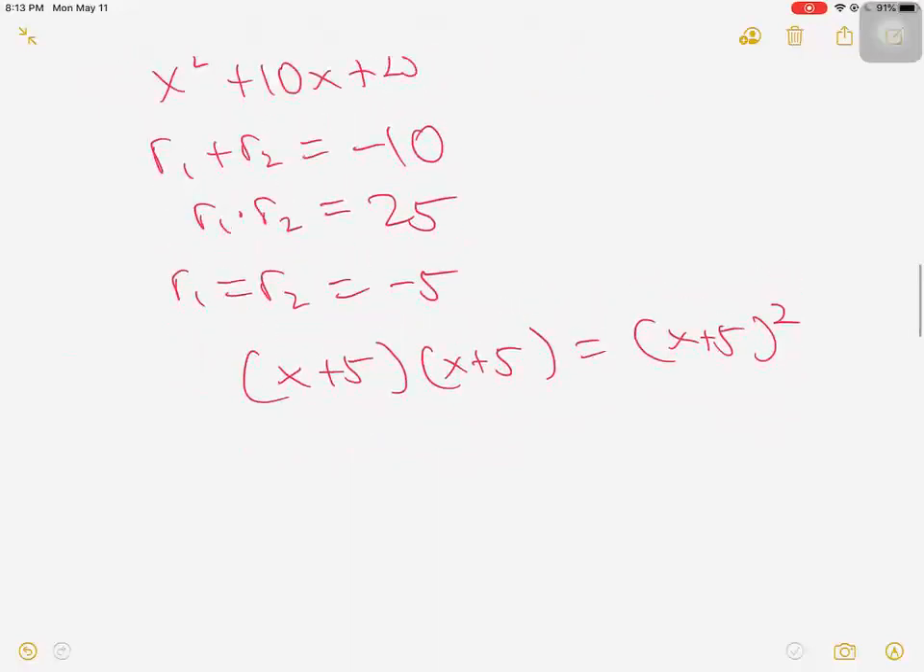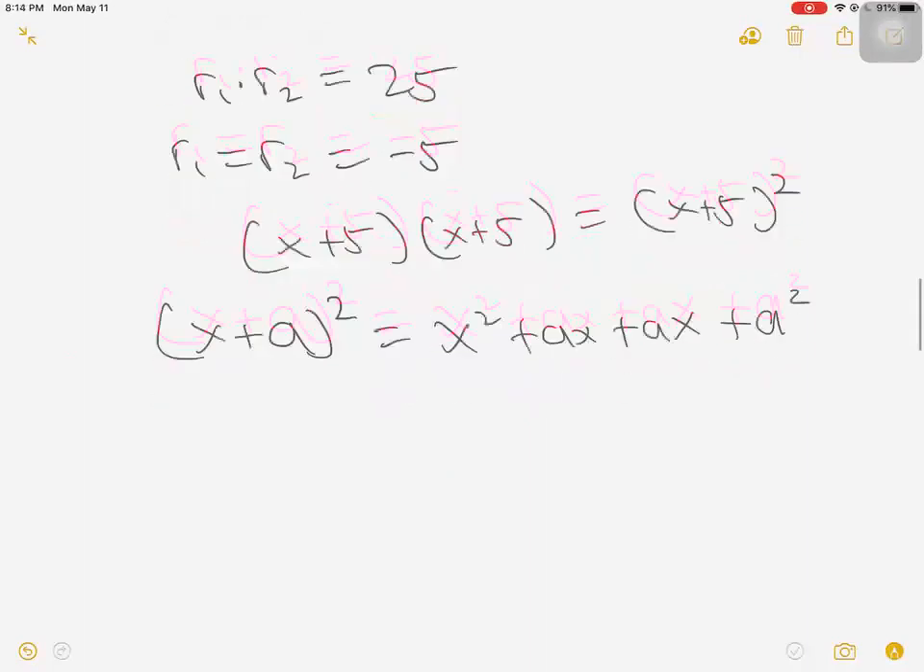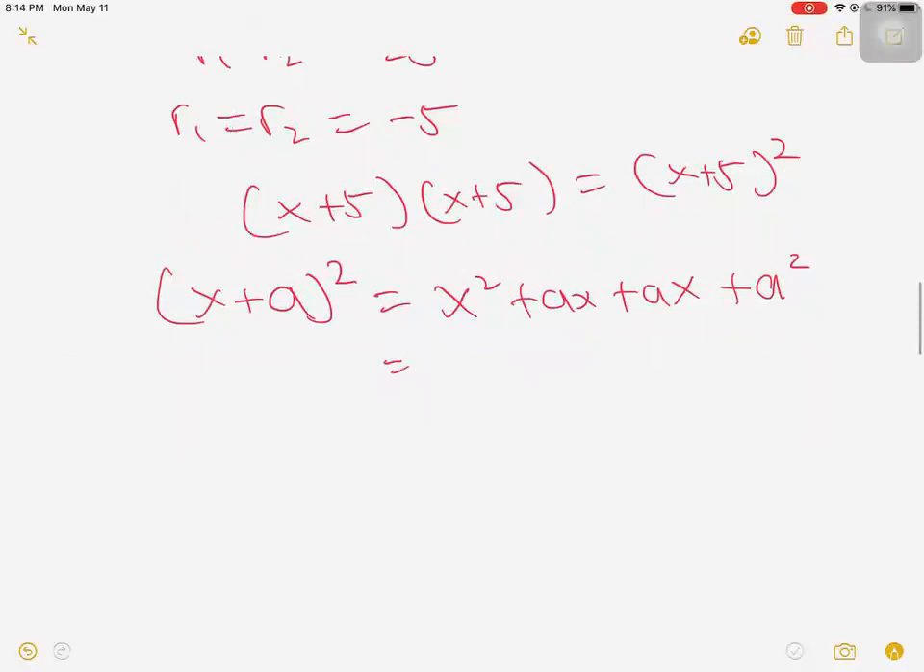If we look at the general form of a perfect square quadratic, it will be in the form of x plus a squared, where a is any number. If we expand this out, we get x squared plus ax plus ax plus a squared, which is just equal to x squared plus 2ax plus a squared. So that's the form of any perfect square quadratic.